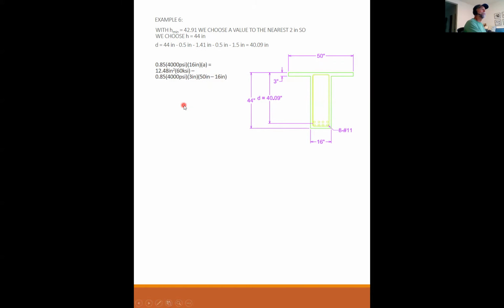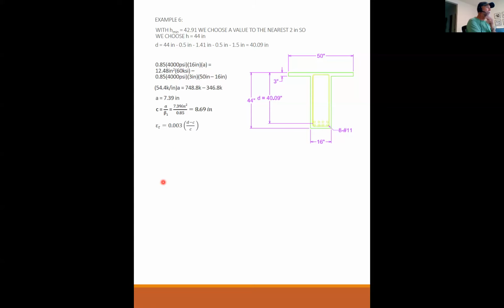And I made a few changes. I think I had 18 before, now it's 16. And I have my correct area of steel that I'm going to use here. So I have to recalculate A. A turns out to be 7.39 inches. Calculate C. C is A over beta 1, which is 7.39 inches over 0.85. So C is 8.69 inches.